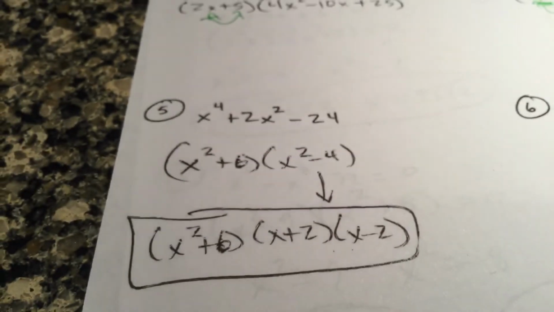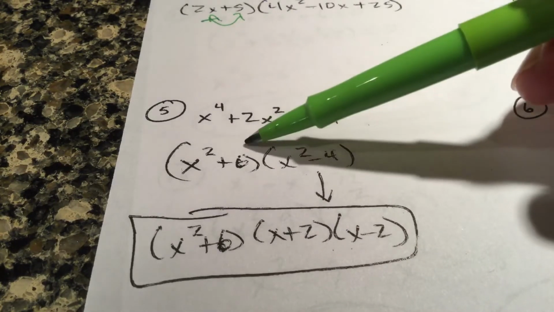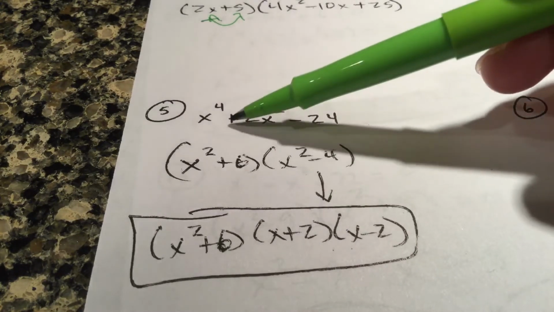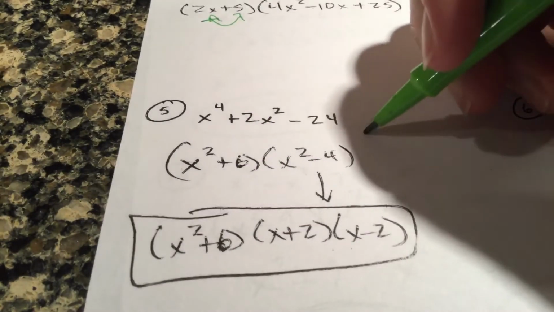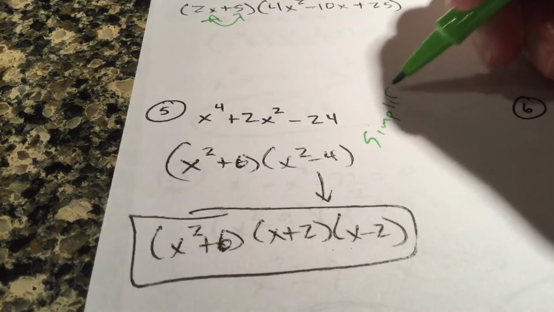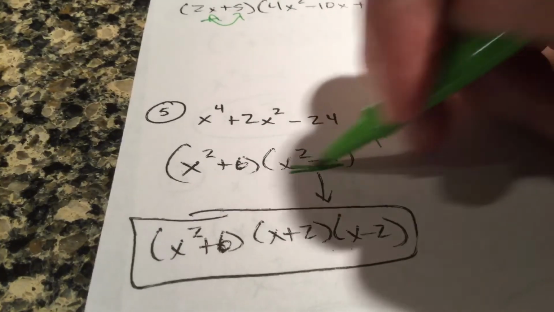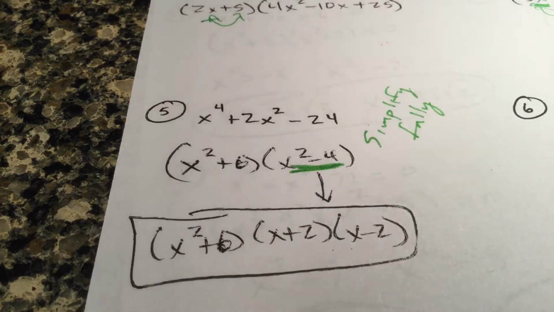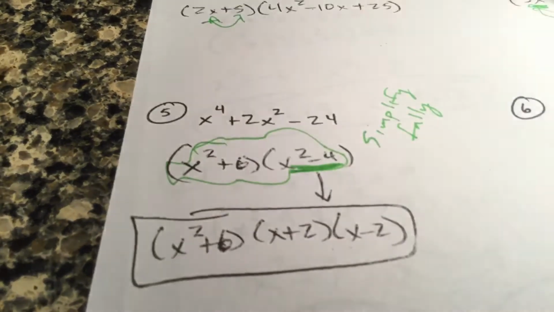Then number 5, it's kind of like basic factoring, and you just ask yourself what multiplies to 24 and differs by 2. That'd be 6 and 4. Middle term's positive, so that's plus 6 and minus 4. Now, if on your quiz I say simplify fully, you need to factor x squared minus 4. It's the difference of two perfect squares. That's x plus 2, x minus 2. If I don't say simplify fully, I would accept that answer.